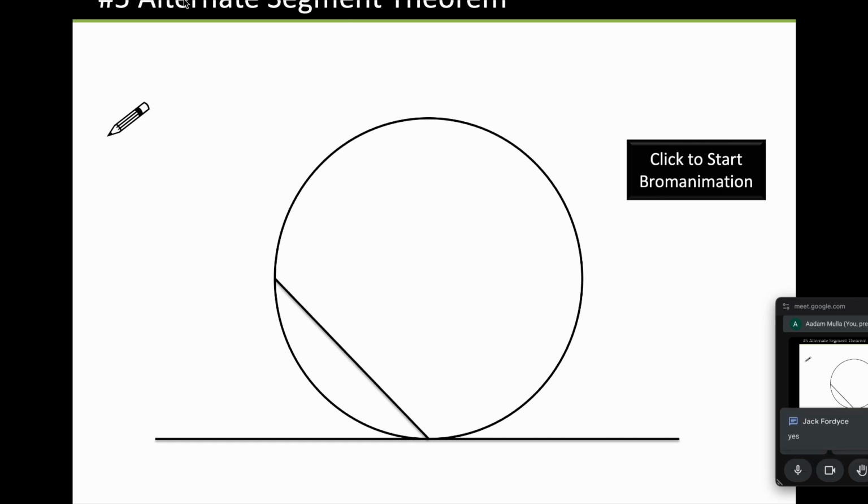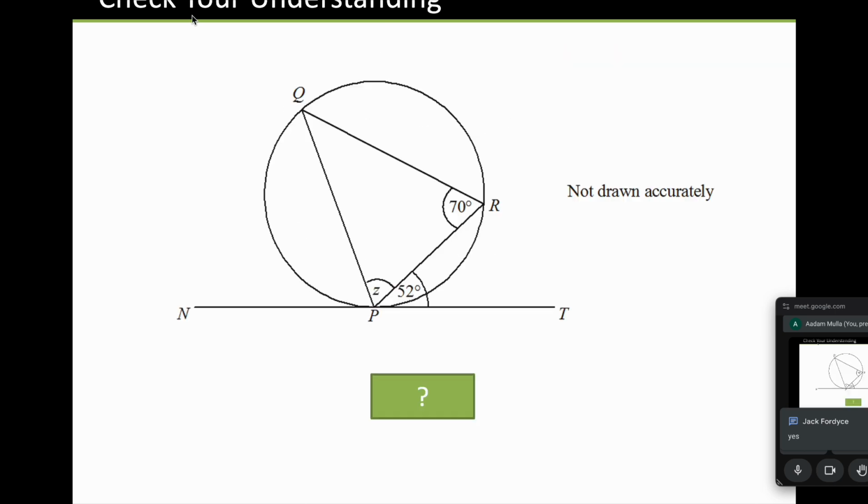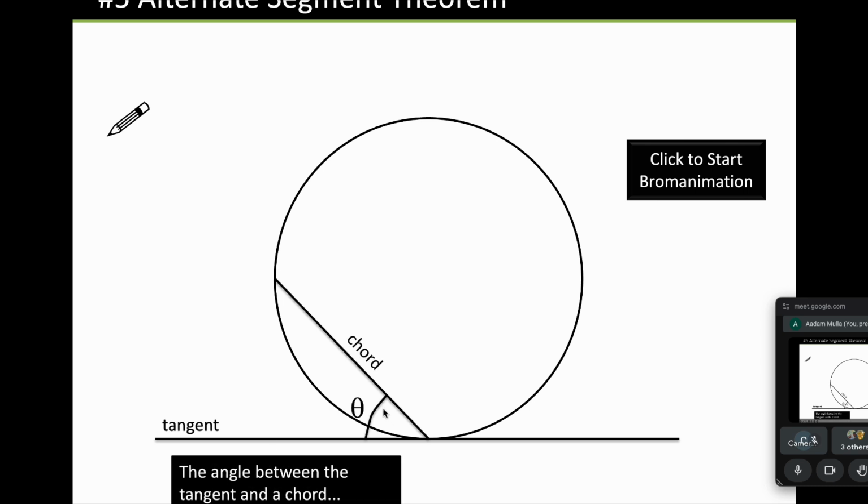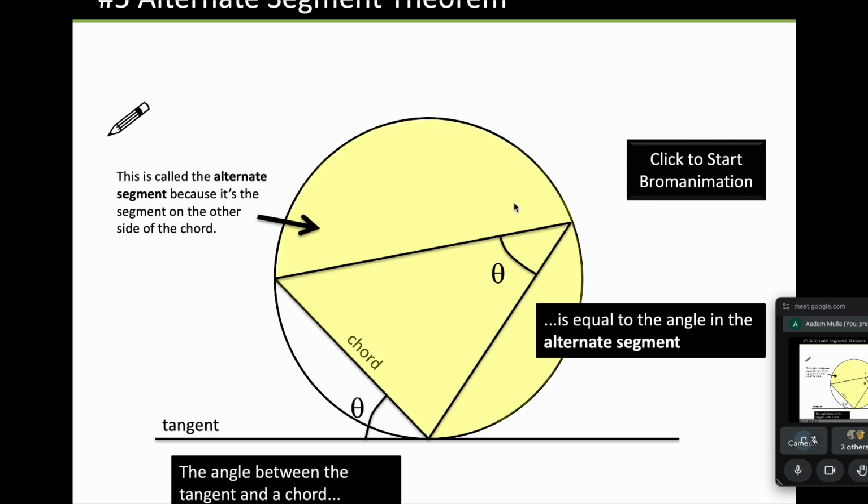Cool, well done. Right, I think this is the last rule. This is probably the hardest rule to spot. It's called the alternate segment theorem. So we have a tangent and we have this chord. It's just a line that cuts through the circle, not at the center. So we've got one angle over here between the tangent and the chord, and that's going to be equal to this angle.